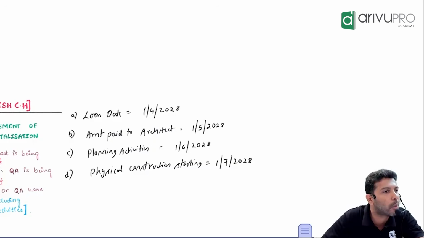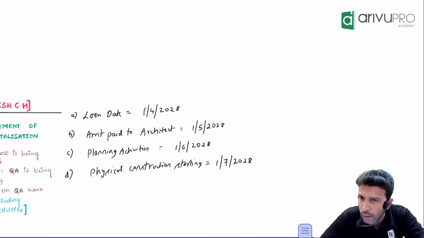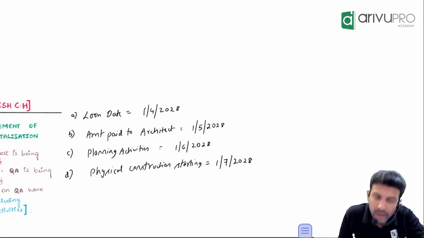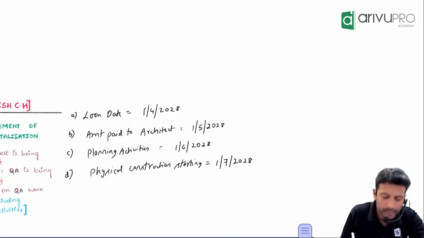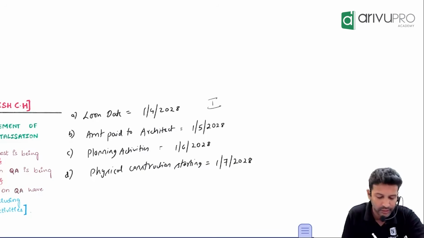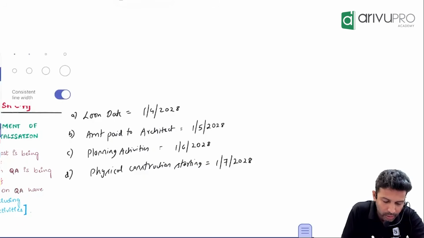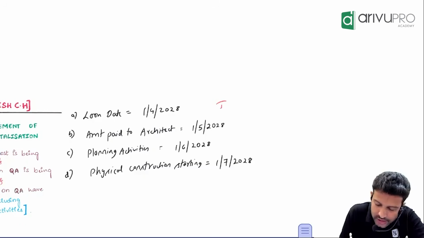What is condition number 1? Borrowing cost is being incurred. When did borrowing cost start? Borrowing cost starts when you take the loan. When did you take the loan? The loan starts on 1st April. That means condition number 1 is satisfied on 1st April.